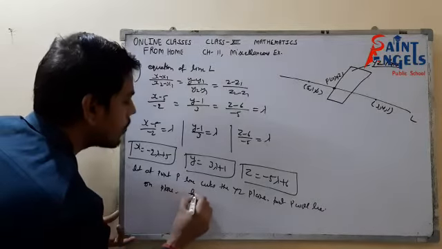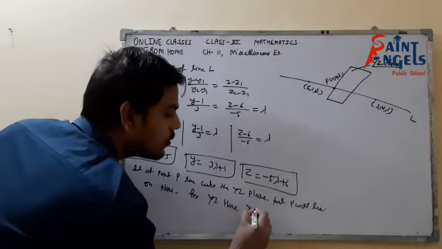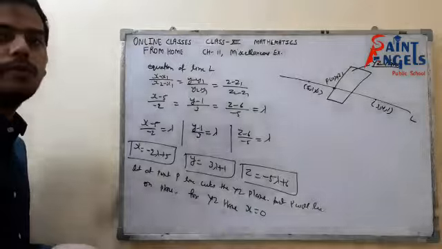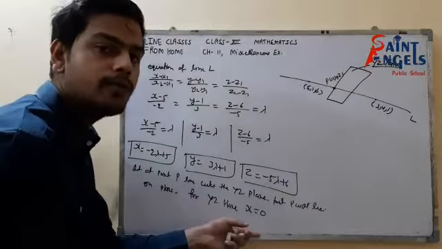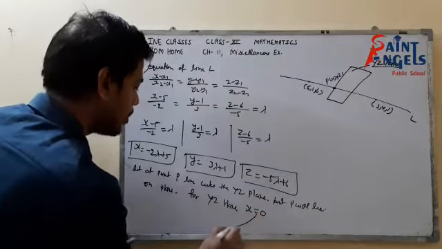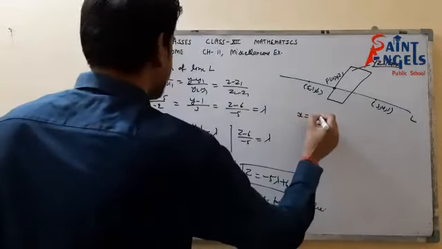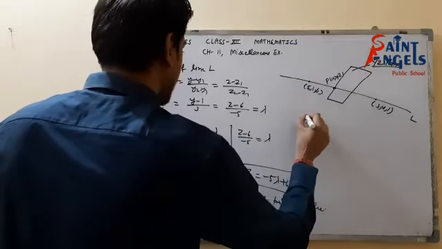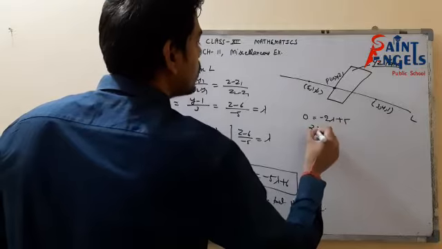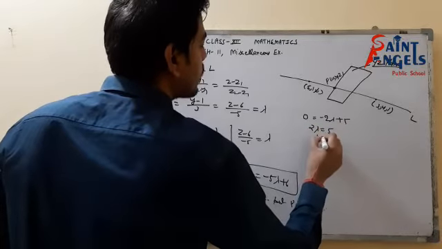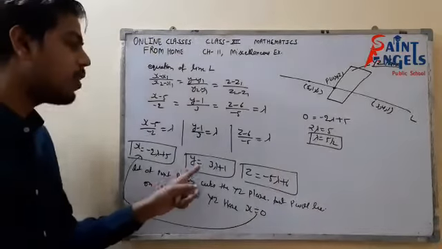and for the yz plane, the value of x coordinate would be 0, because on the yz plane there would be no x coordinate, so x would be 0. So we will take the help of this. Now we will put the value of x over here. So the value of x is 0 equals to minus 2 lambda plus 5. So from here 2 lambda equals to 5, lambda equals to 5 by 2. So once I got the lambda's value, I can find the coordinates of y and z.